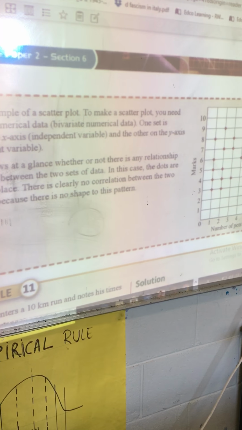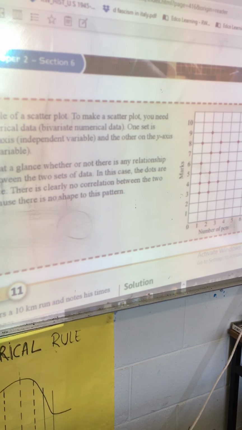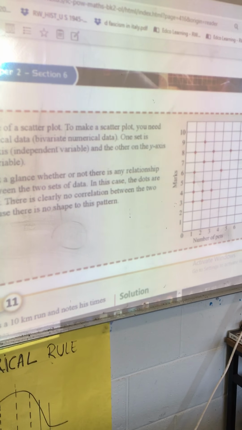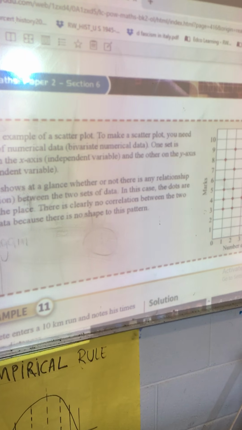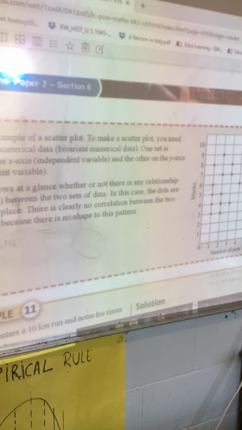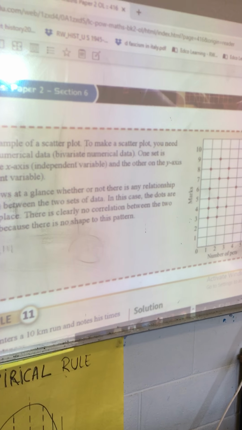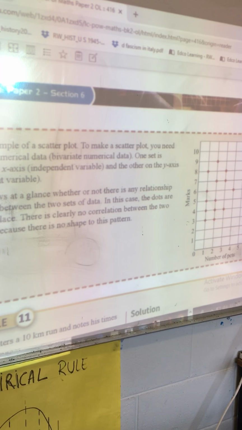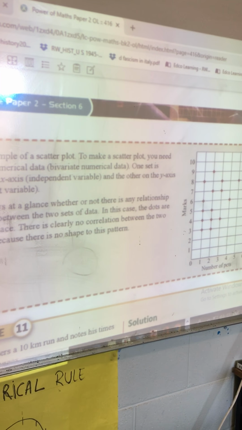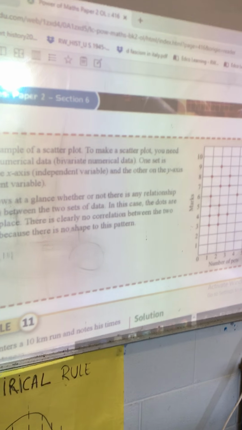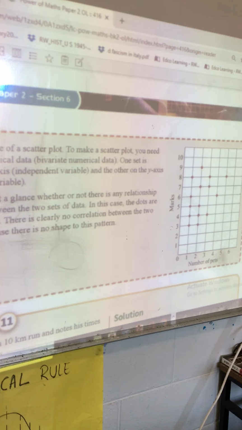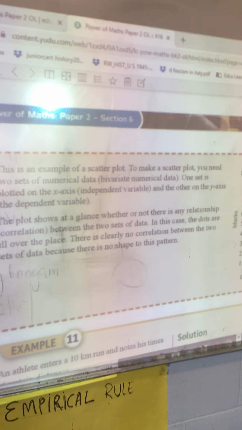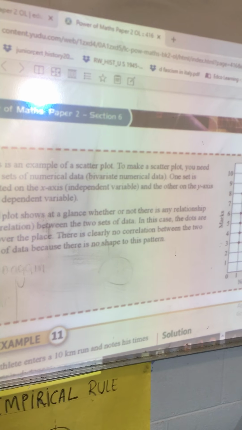To make the scatter plot, you need two sets of numerical data. One set is plotted on the x-axis, as we said, that's the independent variable. What do we mean by an independent variable? Well, the number of pets you own is independent of marks you might get in an exam. In other words, you either have 1 pet or 2 pets or 3 pets or no pets, right? So it's independent. And the other then is the marks you got depending on the number of pets you had.